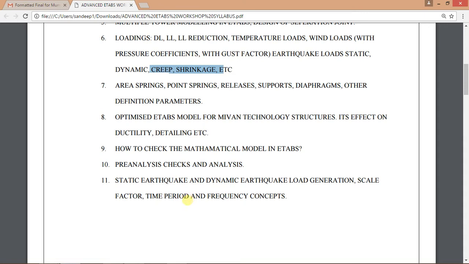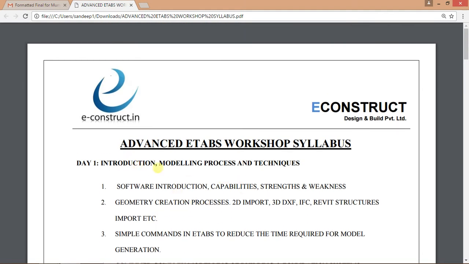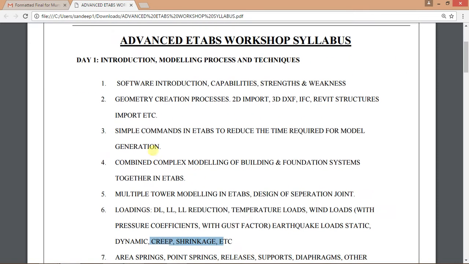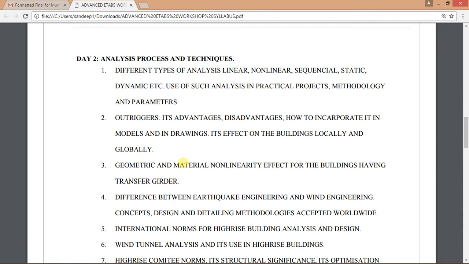This is for that. And the 11th and last topic on the very first day is static earthquake and dynamic earthquake, generation of the scale factor, etc. So these are generally the introduction and the modeling process and the techniques which we will be discussing during the first day. The second day is more of the analysis.